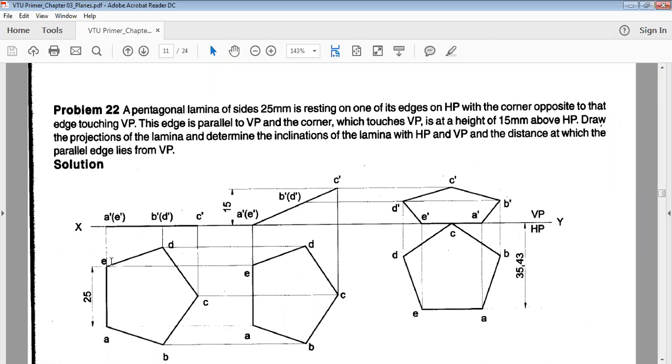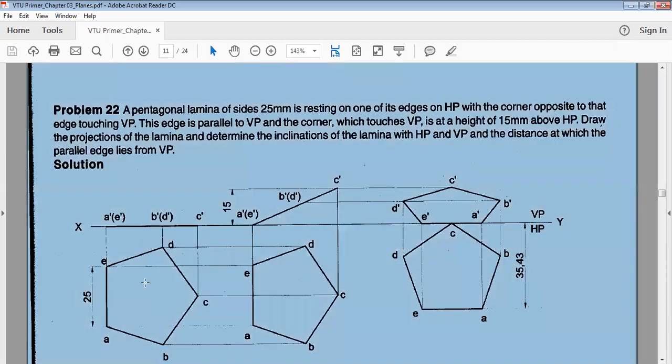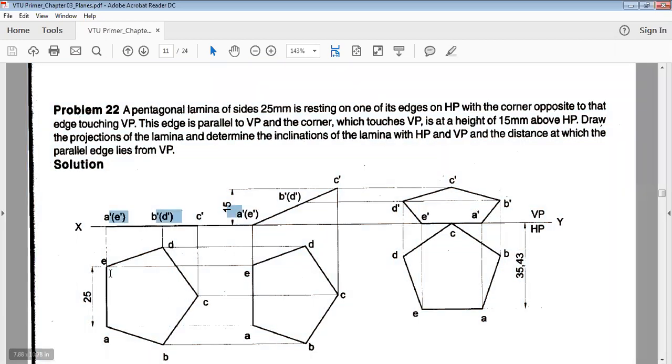So in that case, we place the pentagonal lamina in HP, and of course with a side of 25 mm, we'll get the front view that seems to be like a line. That is the surface of the lamina we'll get in the front view. This line is nothing but the surface of this lamina. So this A dash, E dash, B dash and D dash, C dash is the surface of the pentagonal lamina, but it looks like a line in the front view.